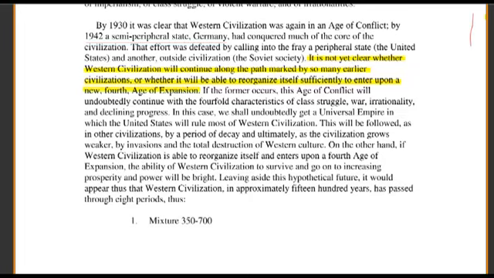And he said it's not clear whether Western civilization can continue along this path, or reorganize itself, or enter into a fourth age. You know, and we're going to talk about that. It said if the former occurs, the age of conflict will undoubtedly continue to unfold into the characteristics of class struggle, war, irrationality, and declining progress. And it said in this case, you're going to get a stasis, or a stagnation in the universal empires.